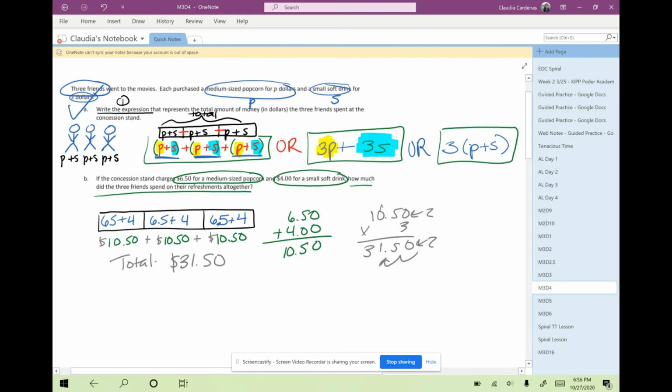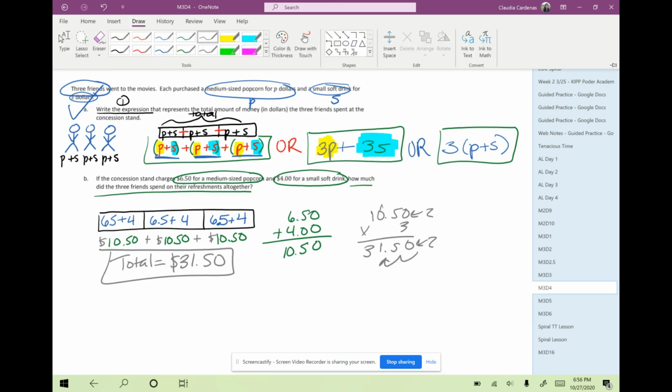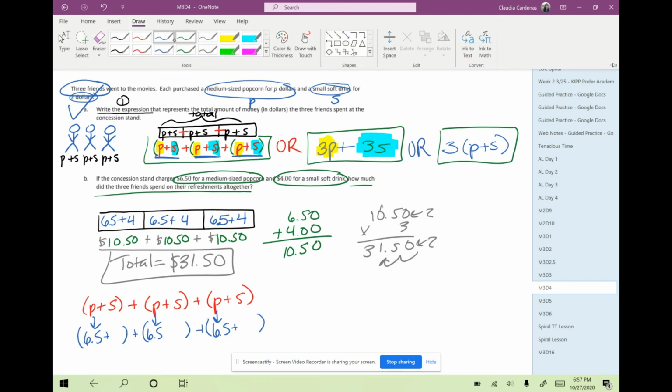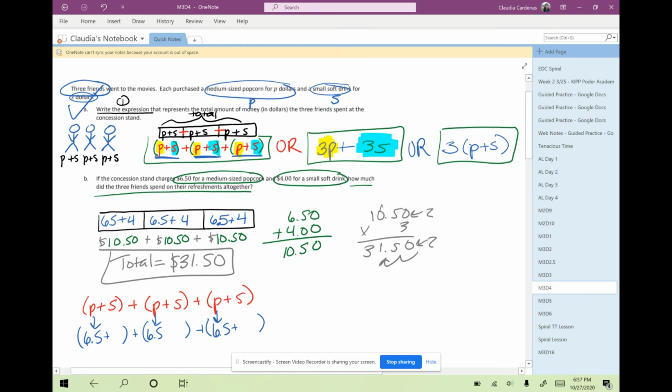So now that we have solved it using our tape diagram, let's go ahead and look at our expressions and see if we would get the same answer if we just use the expression. So if I look at the first expression that we wrote, P plus S plus P plus S plus P plus S, I'm going to substitute everywhere I see a P for the price for the popcorn. So 6.5 and 6.5 and 6.5. And so I'm getting ready to put the variable for the soda in. So I see that the soda costs $4. So everywhere there's an S, I'm going to put a 4 below it.